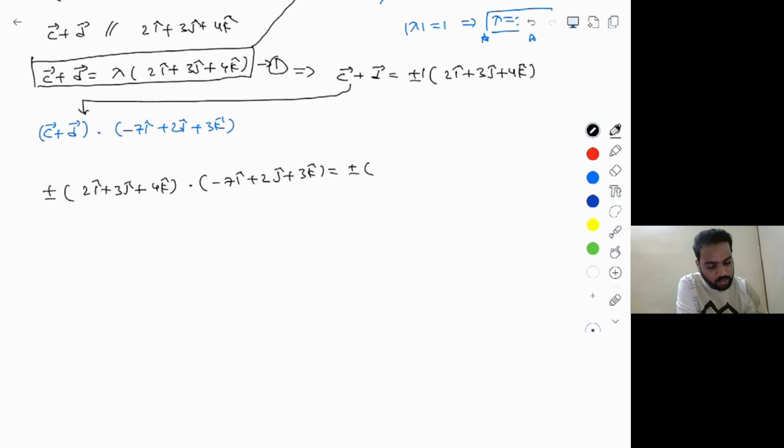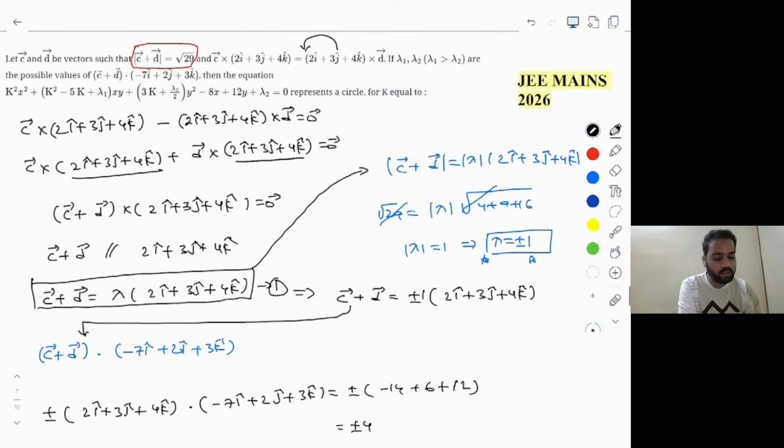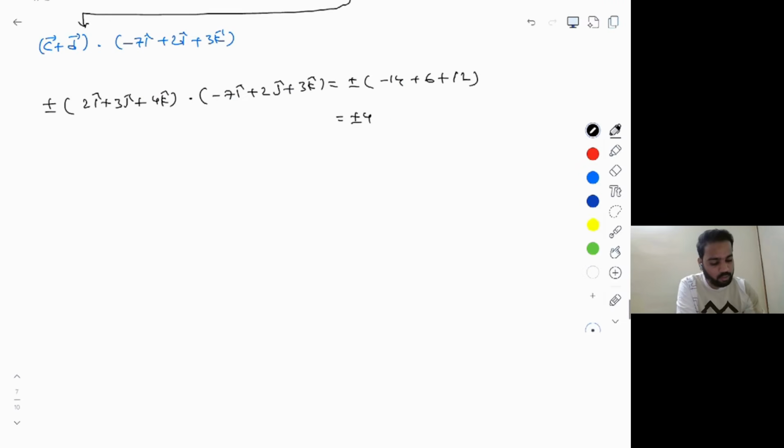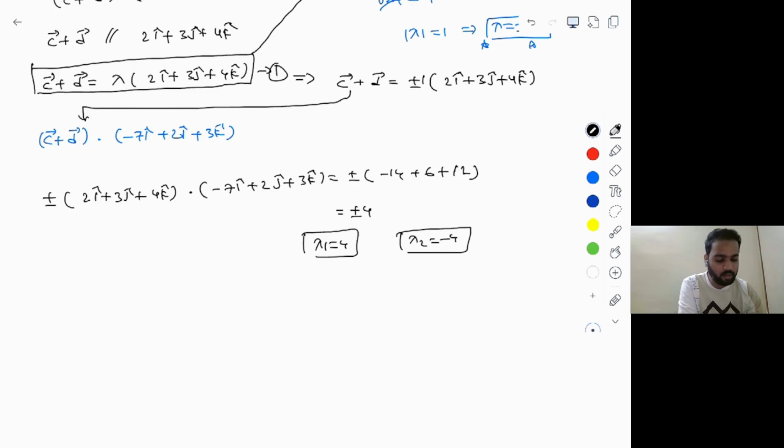So which is equal to plus or minus of, when you take the dot product, what do we get here? Minus 14 plus 6 plus 12. Okay. And if you do the calculation here, you get this as plus or minus 4, right? Plus or minus 4. Okay. Now this is what they are saying, the values of lambda 1 comma lambda 2. Moreover, they mentioned that lambda 1 is greater than lambda 2, which means from here you must take lambda 1 is equal to plus 4 and lambda 2 is equal to minus 4 here. Okay. And now we have got the values of lambda 1 comma lambda 2.